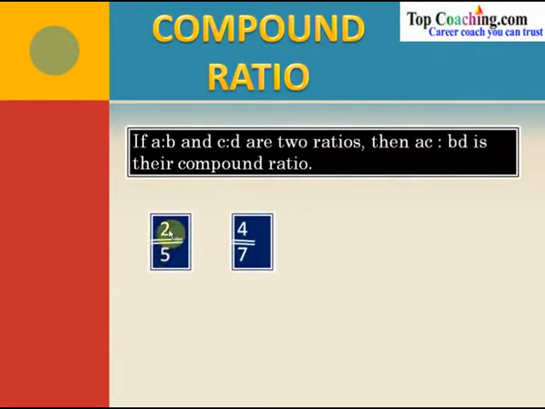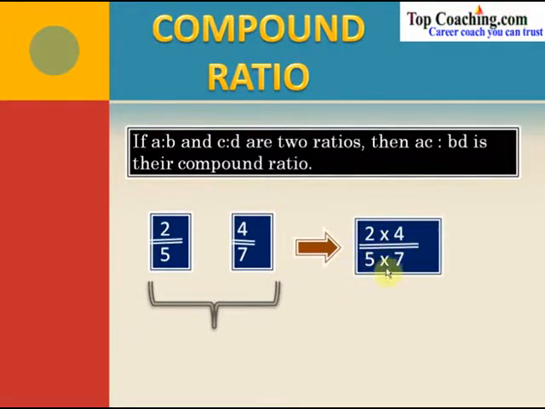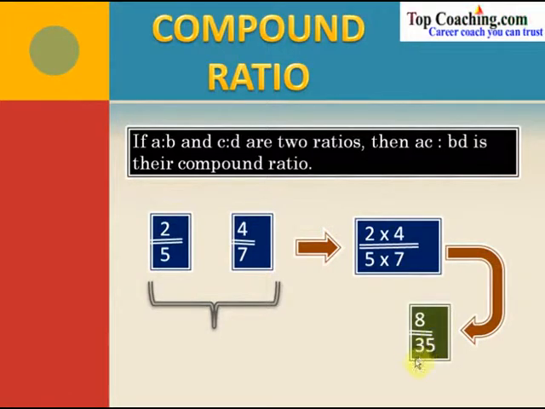Let us say that one ratio is 2 by 5 and the other is 4 by 7. We generally express a ratio in terms of fractions. So this is the ratio 2 is to 5 and this is the ratio 4 is to 7. Now their compound ratio would be 2 into 4 divided by 5 into 7. We multiply the numerators and we multiply the denominators. What we get? 2 into 4 divided by 5 into 7, and which is equal to 8 by 35. So the compound ratio of both these ratios 2 by 5 and 4 by 7 is nothing but equal to 8 by 35. Simply multiply the numerators and simply multiply the denominators.